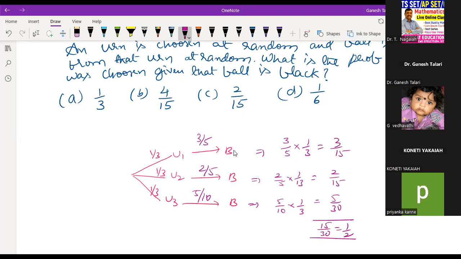So which is from the second urn? The probability is which is from the second urn. You should find where it is from the second urn. So you can simply write this one upon this one. That is 2 by 15 upon 1 by 2, that is 4 by 15. This is the right answer. In just one or two minutes, you can solve the question. Simple.